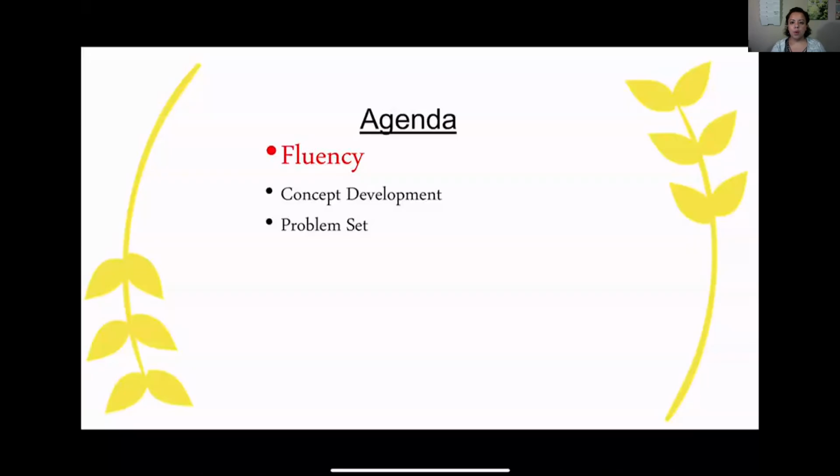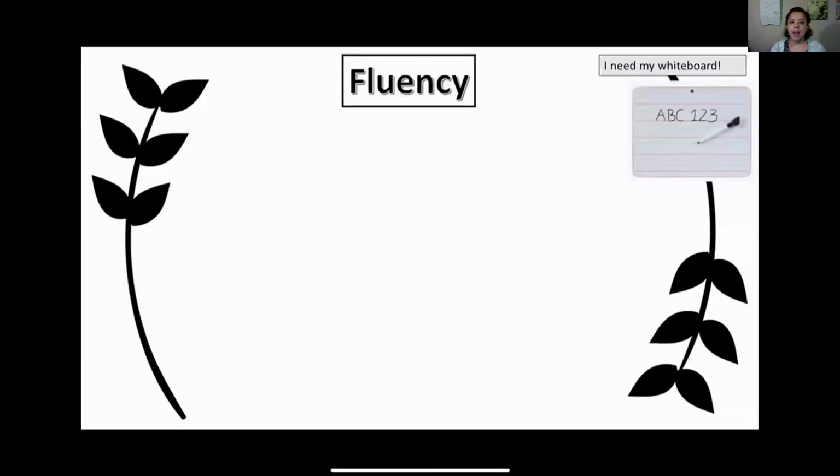Every day we're going to follow an agenda. For today we have fluency, concept development, and problem set. So we're going to go ahead and get started with fluency. Before we begin, I need to make sure that you have your whiteboard ready to work on fluency. If you don't happen to have a whiteboard, no worries. Just use a blank sheet of paper, your pencil, and your eraser.